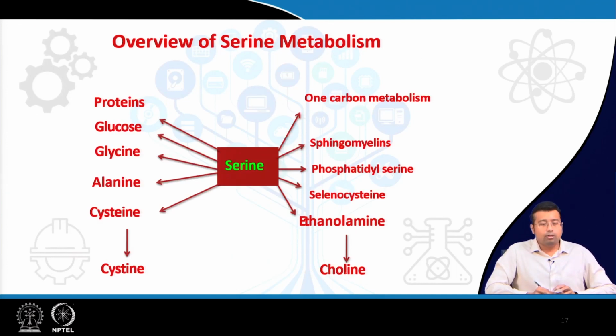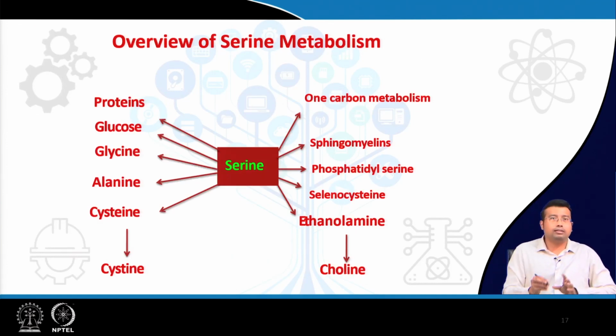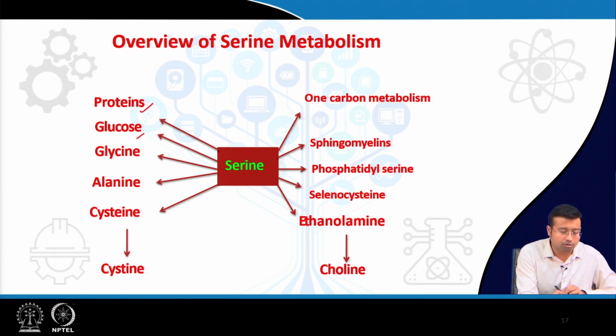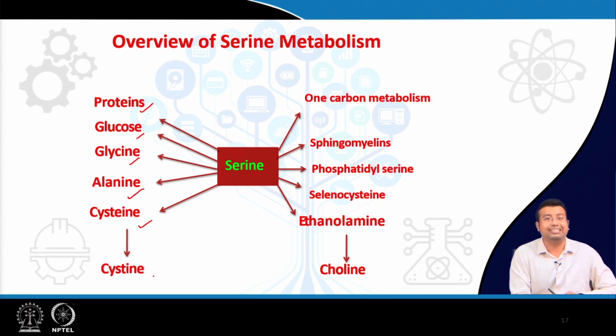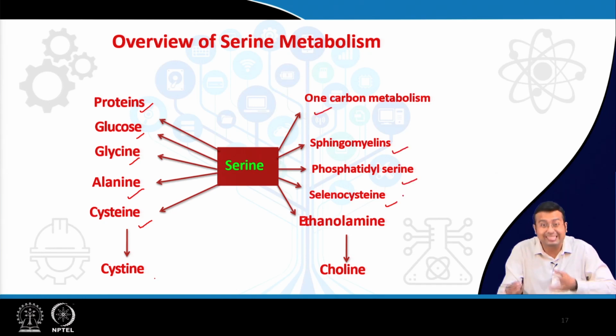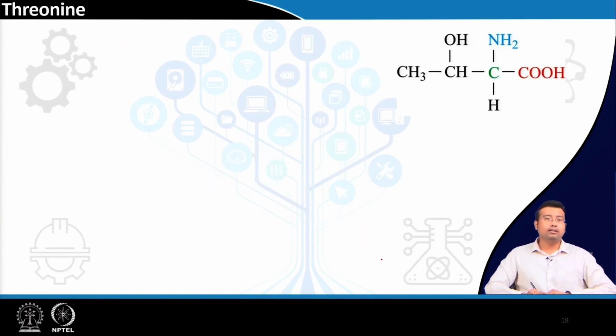So, we look into the overview of serine metabolism, and now we can see all the things have been covered: how serine plays a role in protein, how it forms glucose via pyruvate, how it forms glycine, alanine and cysteine, already discussed, how it plays a role in one carbon metabolism, how it forms sphingomyelin, phosphatidyl serine, selenocysteine, ethanolamine and choline, right. So, all pieces of the puzzle have been covered. We move on to our next amino acid, that is threonine.